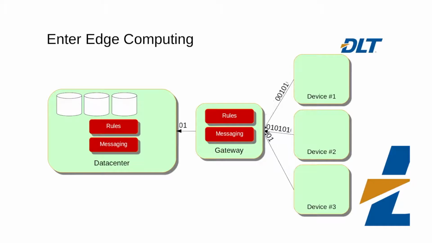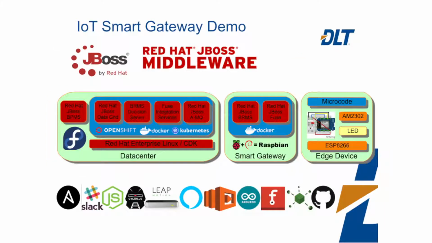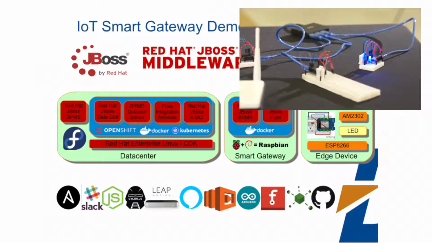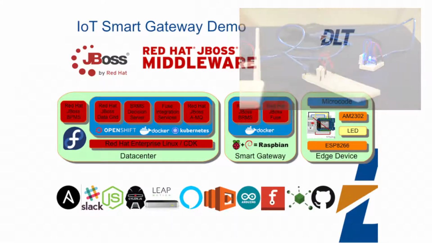So given this background, I'll turn it over to Mike for an explanation of how we use a host of Red Hat middleware products and other open source technology to produce a demonstration of computing at the edge. So for our edge devices, we soldered temperature and humidity sensors together with Wi-Fi chips and used a little microcode to send the raw data readings to our gateway.